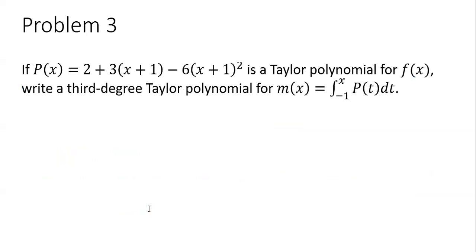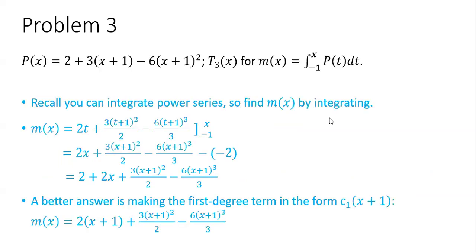Okay, number 3. If P of x is this, a Taylor polynomial for f of x, write a third degree Taylor polynomial for m of x equals the integral from negative 1 to x of p of t dt. So go ahead and try this one. The key here is to remember we can integrate and differentiate power series. So we can find m of x by integrating this over here.